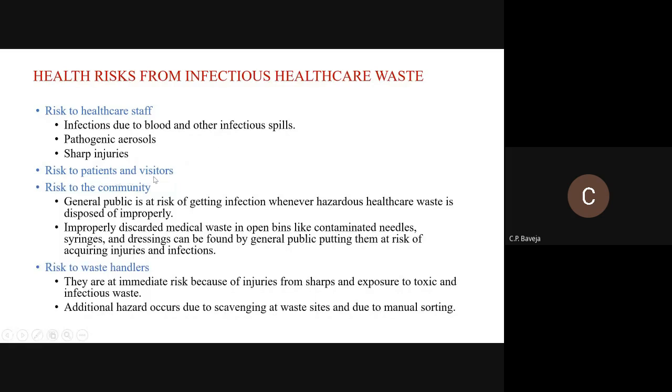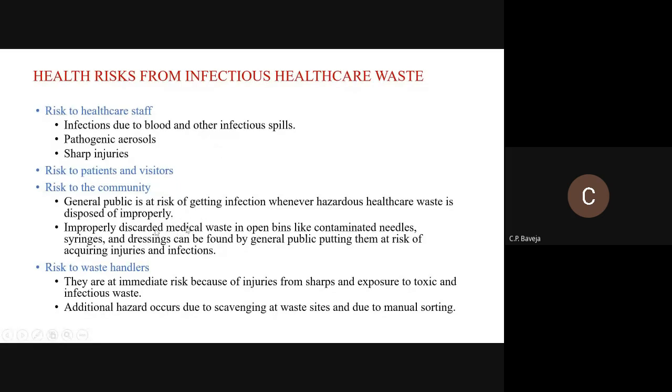Then risk to patients and visitors. Patients can get infection from visitors, and even if a visitor is having some infection, the patient can get it. Patient may be having some other infection, but if a visitor has an infection and came in close contact, that can also be transmitted, and vice versa. And risk to the community: the general public is at risk of getting infection whenever hazardous healthcare waste is disposed of improperly. If healthcare waste is not properly disposed of in the environment, then the general public is at risk.